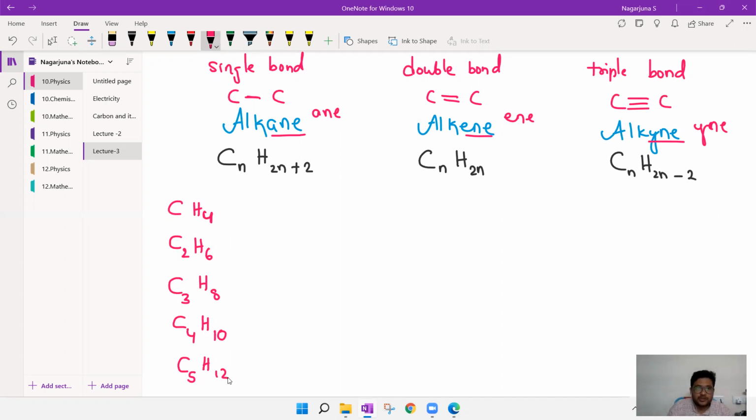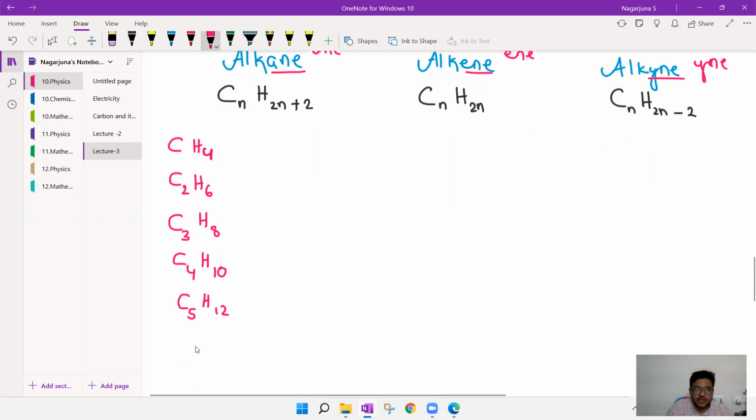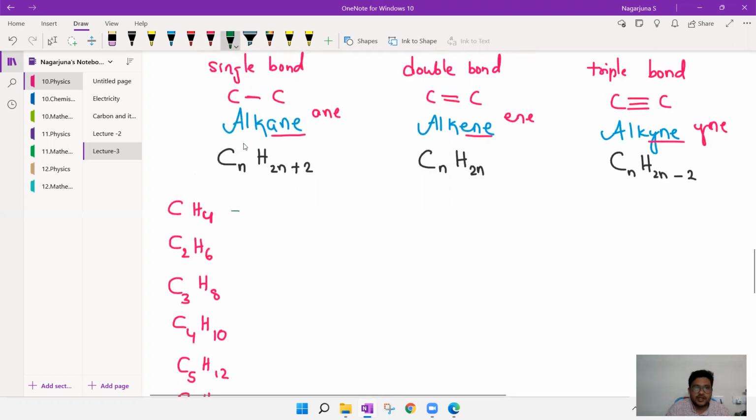If you substitute 6, it becomes C6H, 2 into 6, 12, 12 plus 2, 14. Right. You see how many chemical formulas we got, how many hydrocarbon compounds we got: CH4, C2H6, C3H8, C4H10, C5H12, C6H14. Now we need to give names. How to give names? It is quite simple.